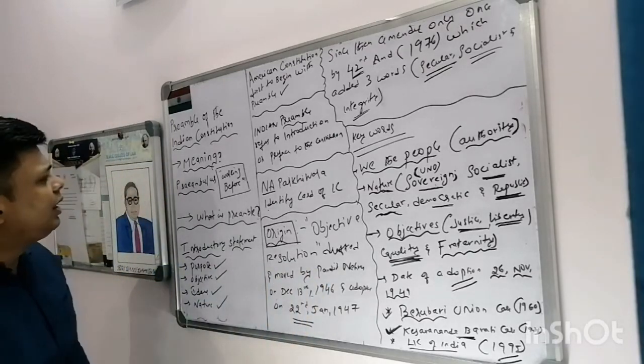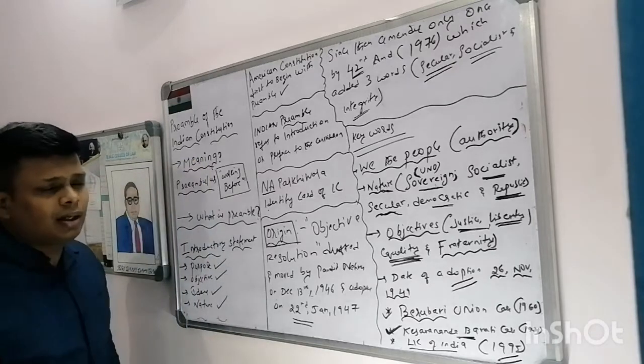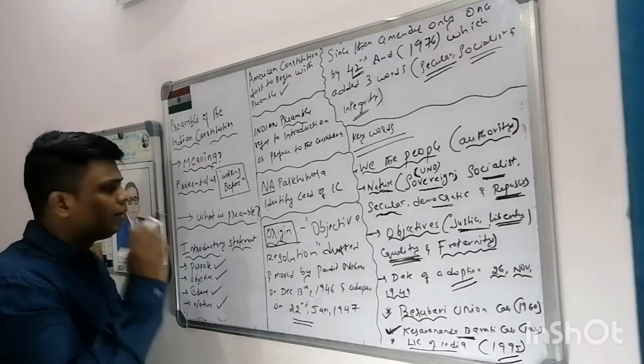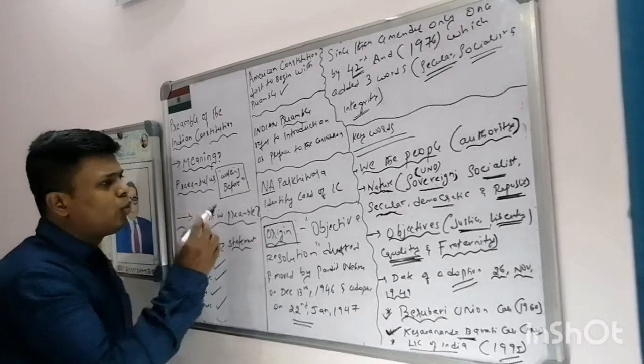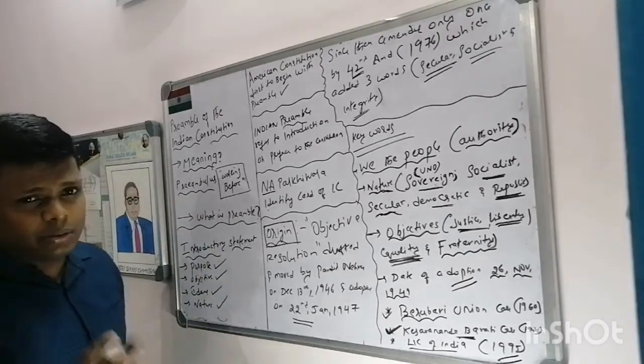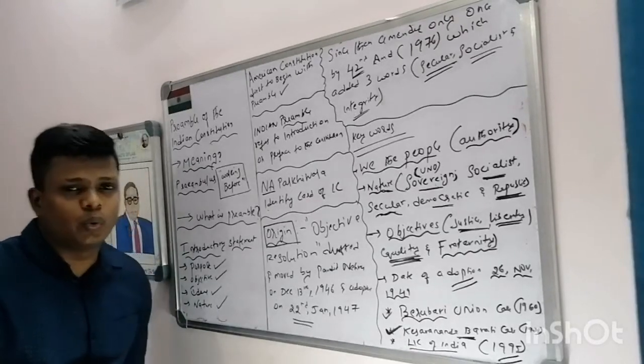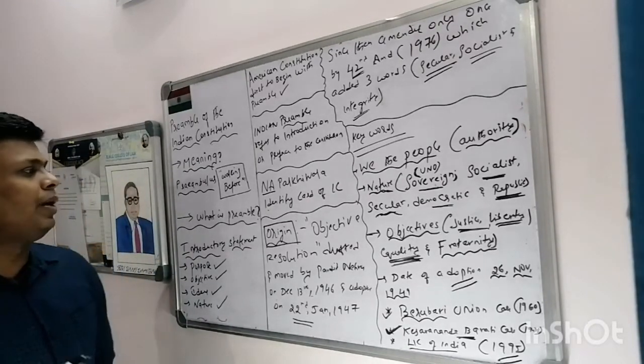Now, when it comes to the meaning of Preamble, the term Preamble was derived from a Latin term preambulus, which means walking before or introduction. So it literally means preamble is an introduction to any act or enactment.